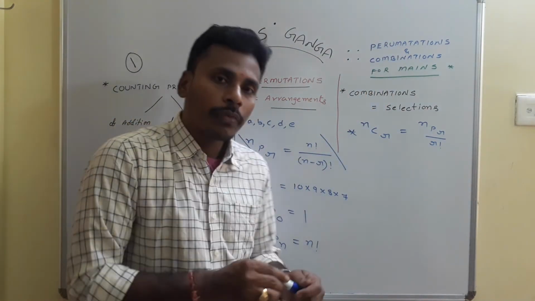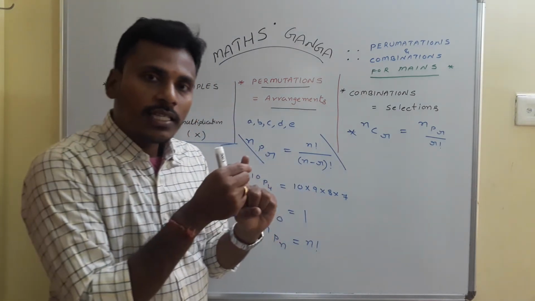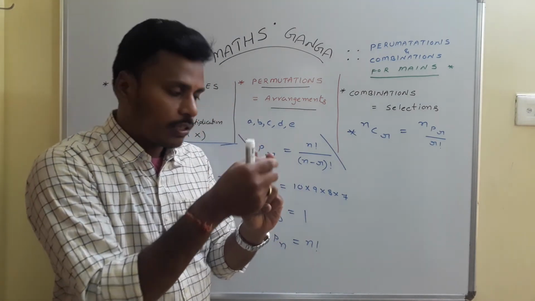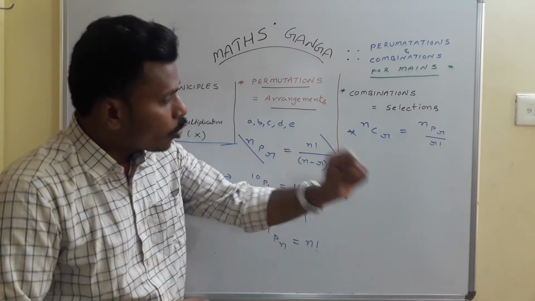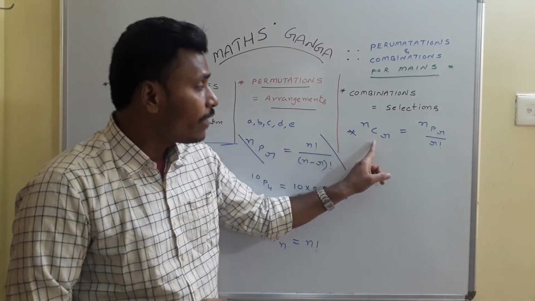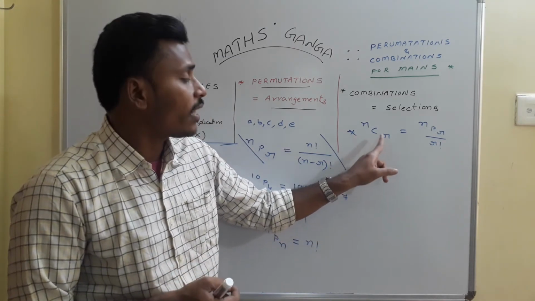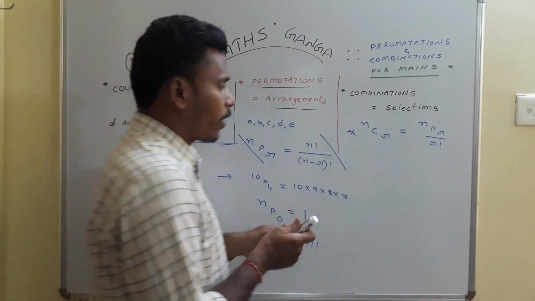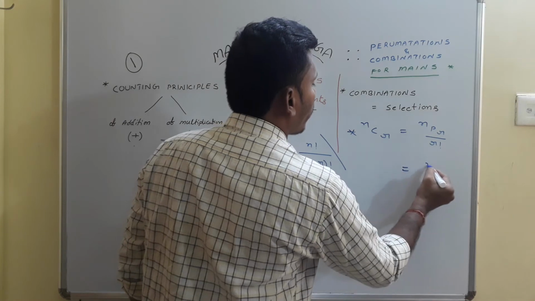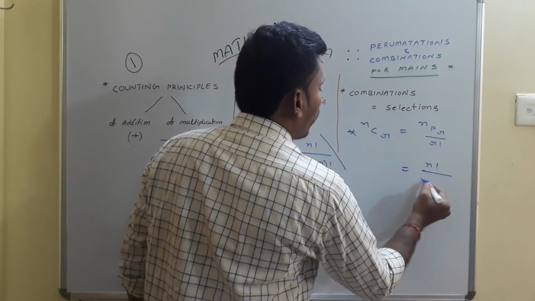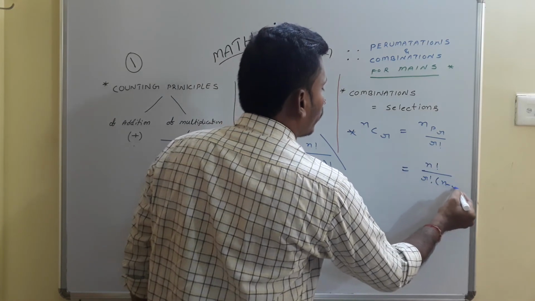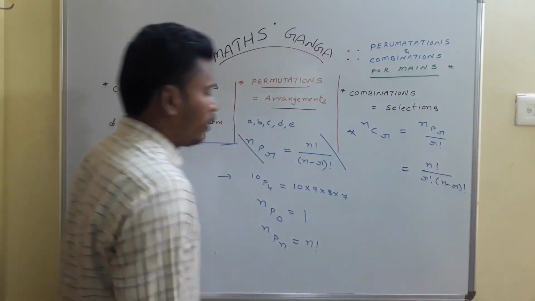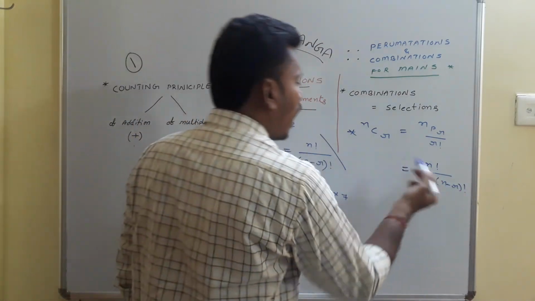Here we need to memorize 3 things: the notation, the definition, and the formula. The notation is nCr, and the definition, the meaning of nCr, is the selection of r objects out of n, and it is formulated as nPr by r factorial. Later, if you simplify, you get n factorial by r factorial into (n minus r) factorial. nPr is this one, nCr is that one.